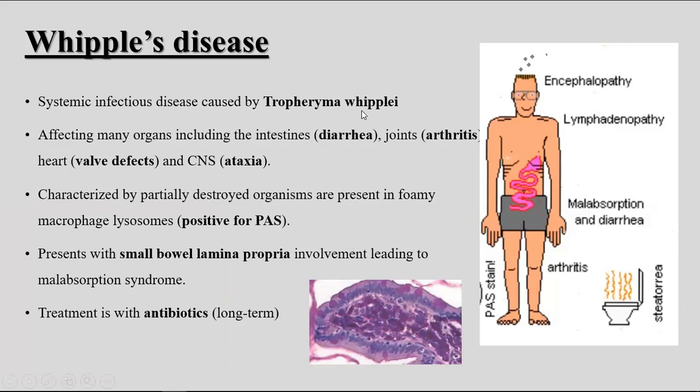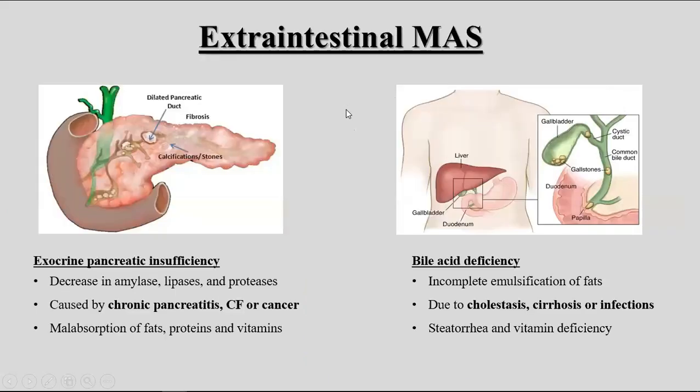So usually when you have an infection with Tropheryma whipplei, it's taken up by the macrophages in your intestinal wall, but the macrophages are only able to partially break it down. And so these partially destroyed organisms are actually present in the macrophage lysosomes. So when you test for it with PAS, you can see this characteristic picture where you have all of these foamy macrophages that are positively staining for PAS. And it mainly presents in the small bowel lamina propria. So this is where you're going to see these PAS positive macrophages. And treatment is just with antibiotics, again, long-term treatment with antibiotics.